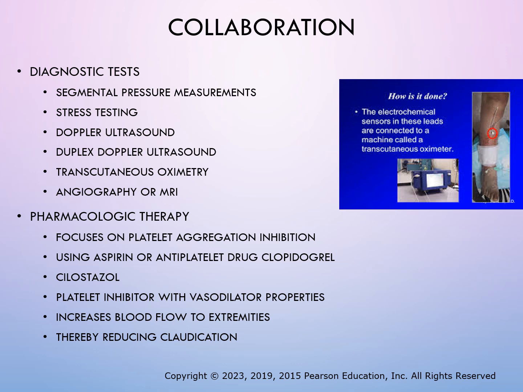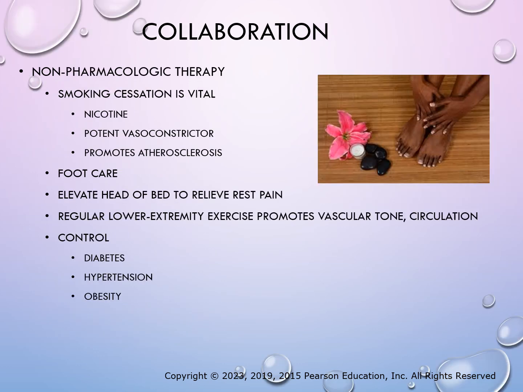Transcutaneous oximetry evaluates tissue oxygenation, and angiography or MR, magnetic resonance angiography, evaluates the location and the extent of the arterial obstruction and is a pre-procedure test to revascularization. Fluoroscopic visualization is done using a contrast medium, whereas MRI does not require contrast. So the MRI can show more clearly where the occluded vessels are.